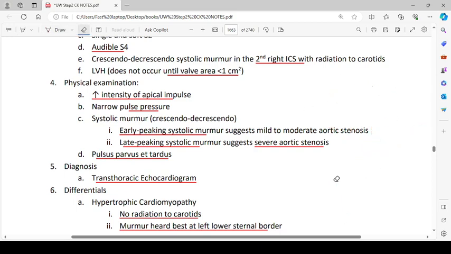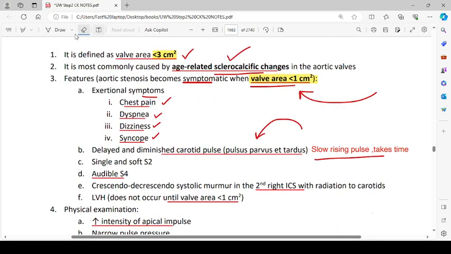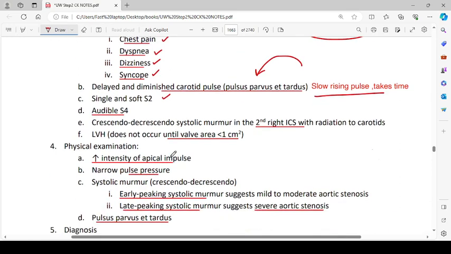Now the next thing is a single and soft S2. The S2 sound will become soft because the cusps are not, the S2 hard sound comes because it has two components, A2 and P2. So when the cusps of the aortic valve shut close over each other, that produces a sound.